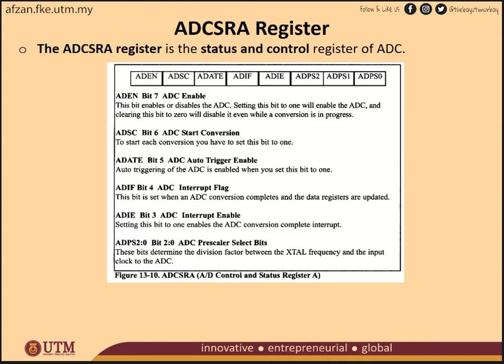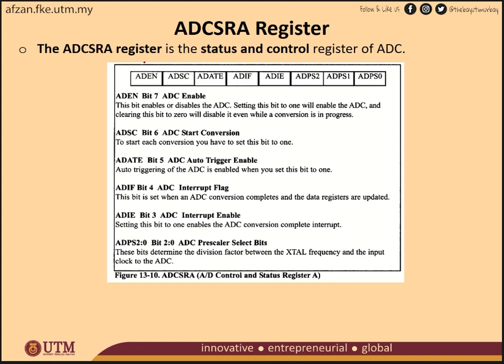Next, the other register that you need to know is the ADCSRA register. This is used to show the status and to control the ADC. ADCSRA is also 8 bits in size. There are a few bits that you need to know inside this ADCSRA.